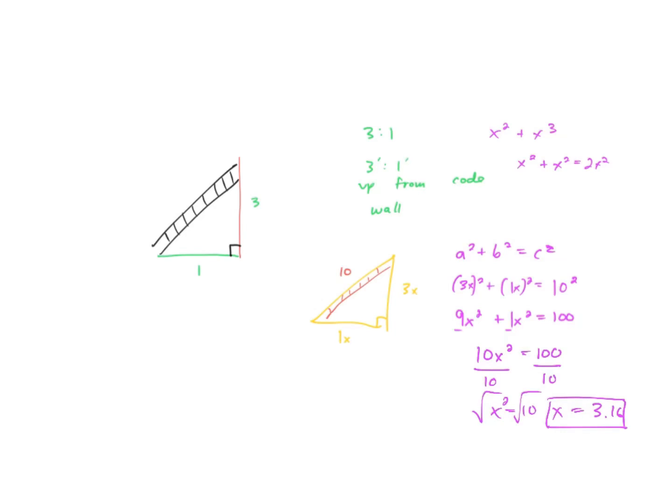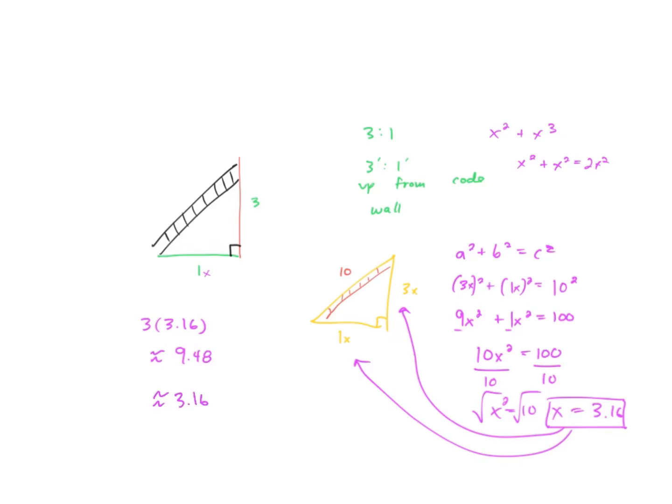Now, what you're going to do is take your x and plug that back in to your two sides for your legs. 3 times 3.16, and you're going to get about, and that's why I do a little squiggly line here, because it's about 9.48. And then your other side is just simply 1x, so you're just plugging in for your other side, which is about 3.16.